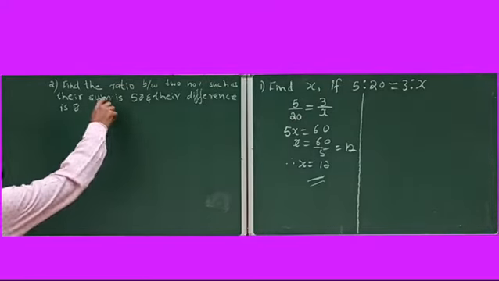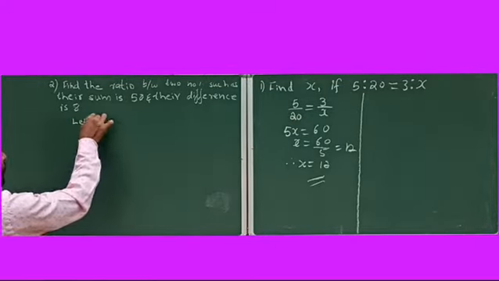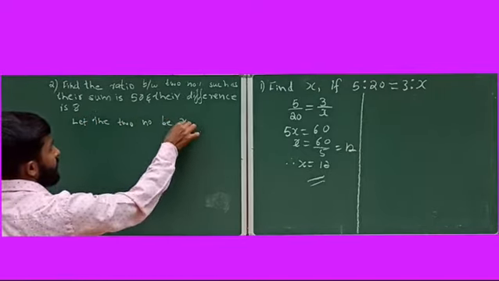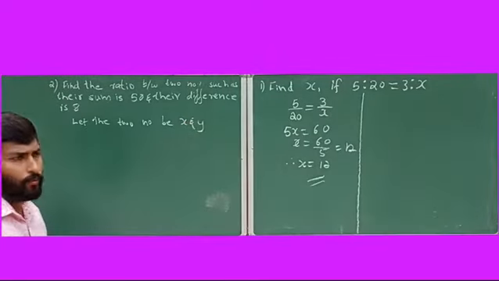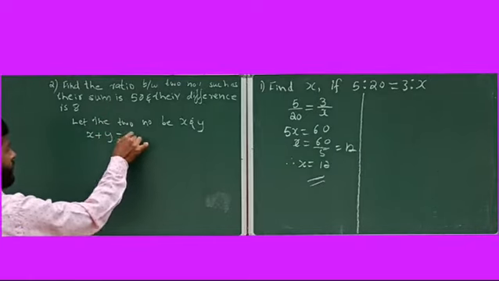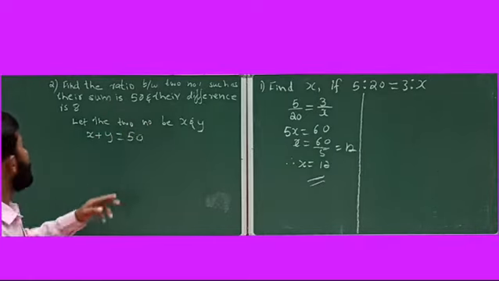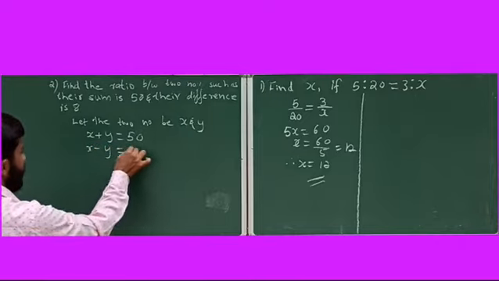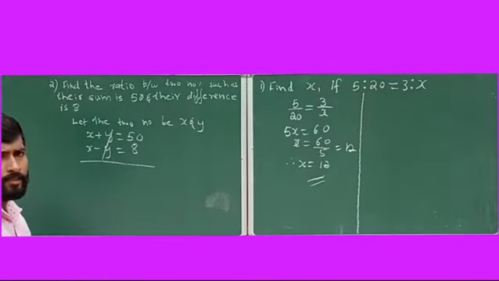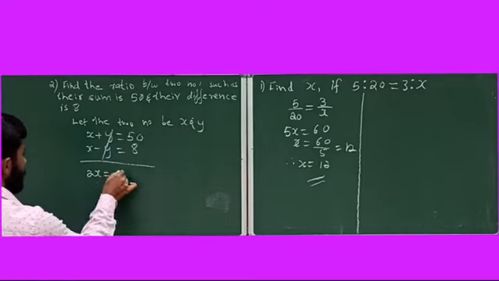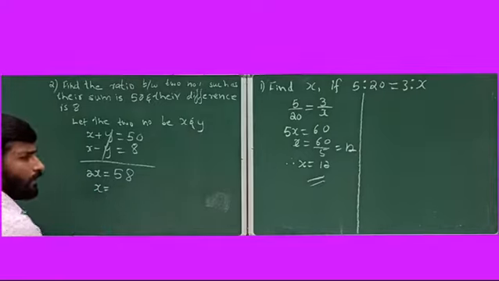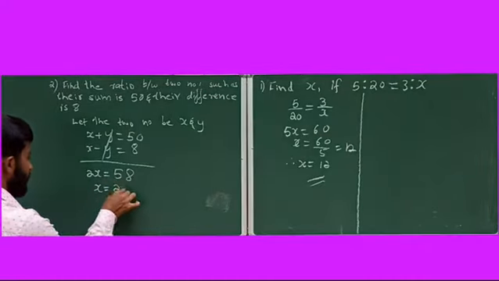Use the data given. Let the two numbers be x and y, unknown numbers. Their sum means x plus y is equal to 50, and their difference x minus y is equal to 8. In the next step, you can cancel y and y, the elimination method. 2x is equal to 58. Then x is equal to 58 divided by 2, which is equal to 29.